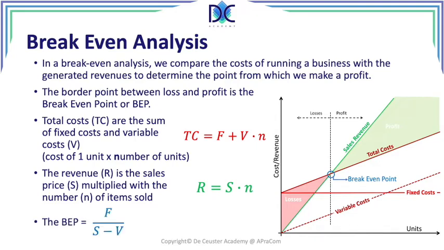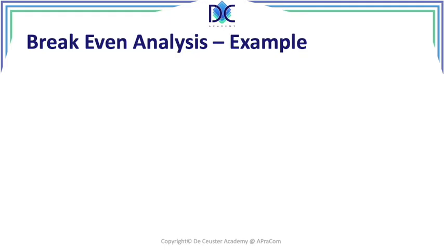And we can find the break-even point, which is in fact F divided by the difference of the sales revenue minus the cost. And we can see when we are at the left-hand side of the break-even point, we are in the zone for the losses. And on the right-hand side, we are in the zone for the profit. And of course, we want to be in the right-hand side. Let's have a look at an example.